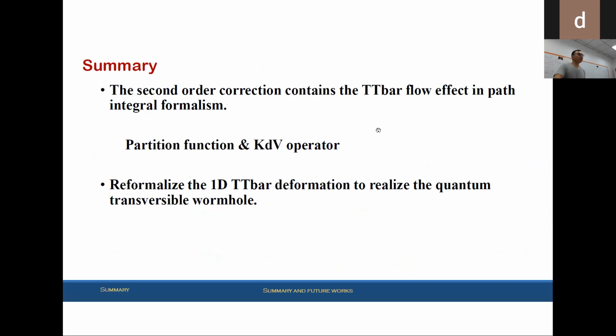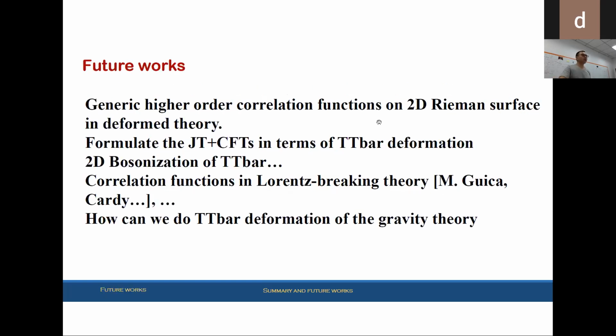Okay, let's summarize. In this talk, we constructed the second order correlation, considering the TT bar flow effect on the operator and also on the Lagrangian in the path integral formalism. We also studied the KdV charge operator in the TT bar deformed theory. We also formalized the one-dimensional TT bar deformation to realize a quantum traversable wormhole in a multiple Hamiltonian system.